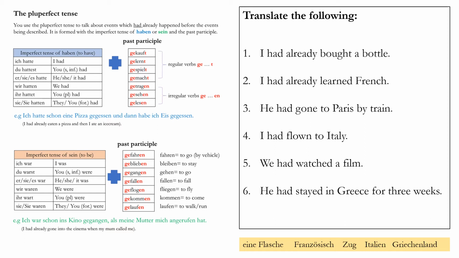I'd like you to use those tables to help you translate the following 6 sentences. You're going to have to think whether the verb involves movement or not, so whether to use ich hatte or ich war or the various forms. And I've given you some vocab in the orange below to help you with some of the key nouns. I'd like you to pause the audio now to give you time to do that.